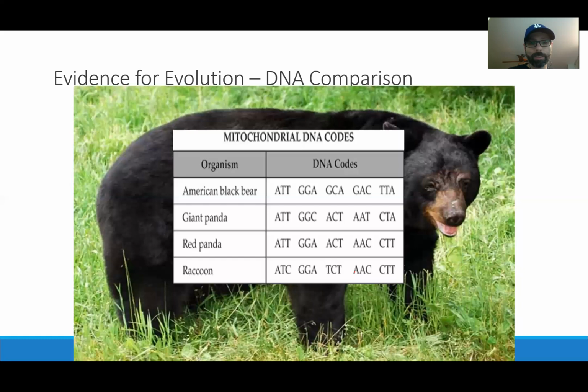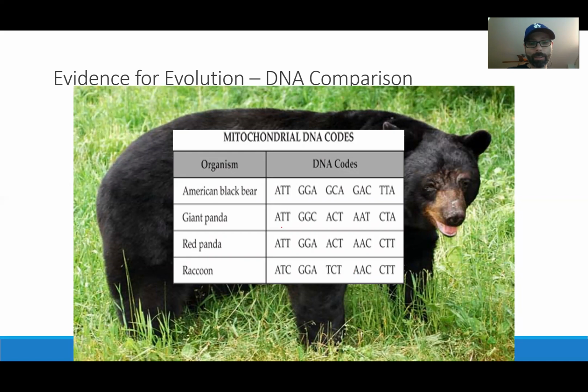So here is a very simple idea. This is way more simplified, but it's easier for us to understand. We're looking at the same sequence of DNA here, the same gene, and what we want to do is compare and see how many differences there are. So we'll start with the giant panda and the red panda right there in the middle.